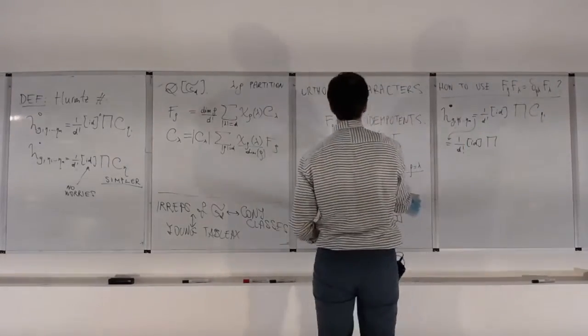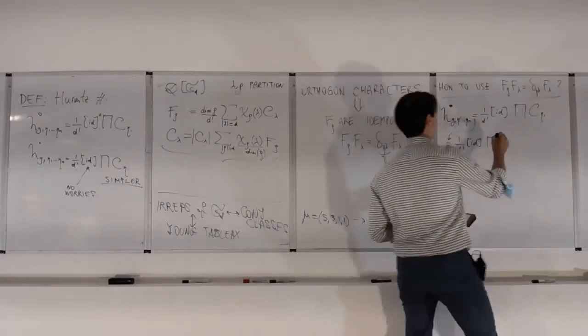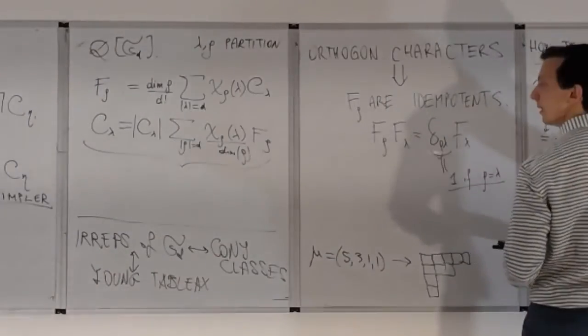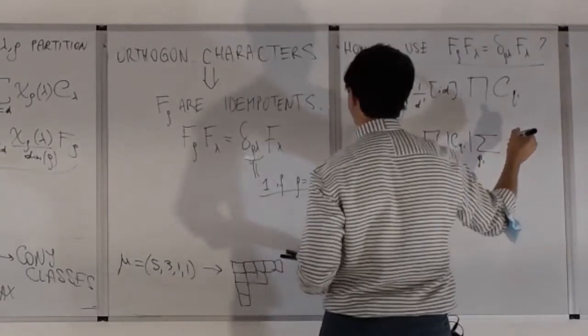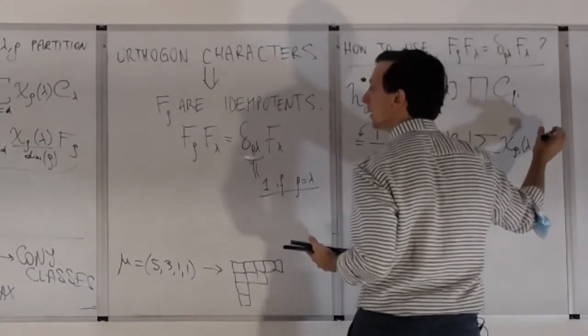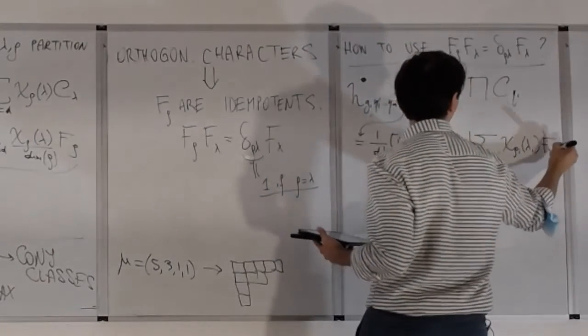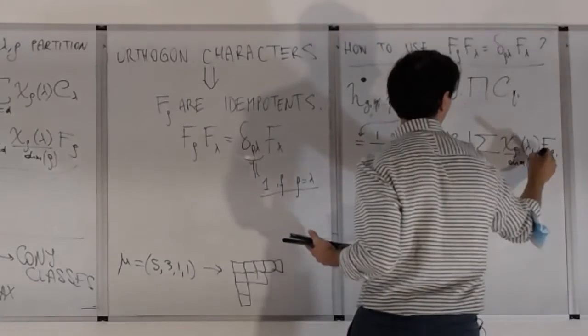So it's becoming like C eta I times sum over rho I, and here you have to put a lot of stuff, the characters of rho I, evaluated in lambda I, and then F rho I, and then this dimension of rho I, and so on.